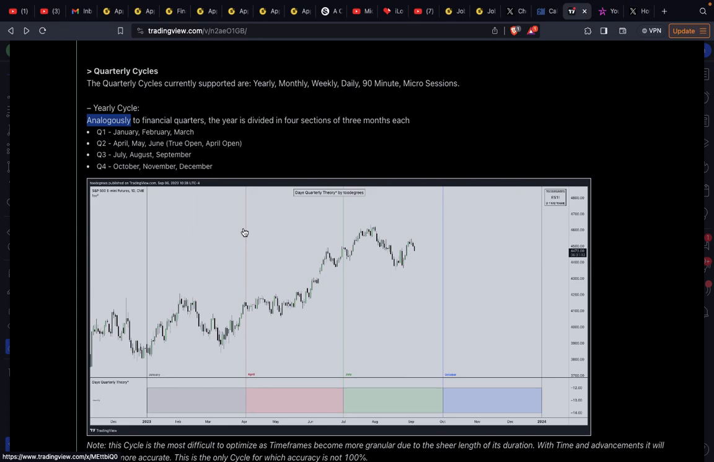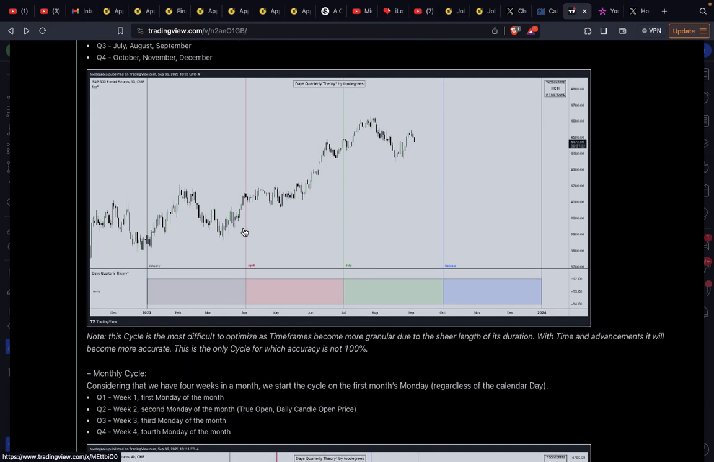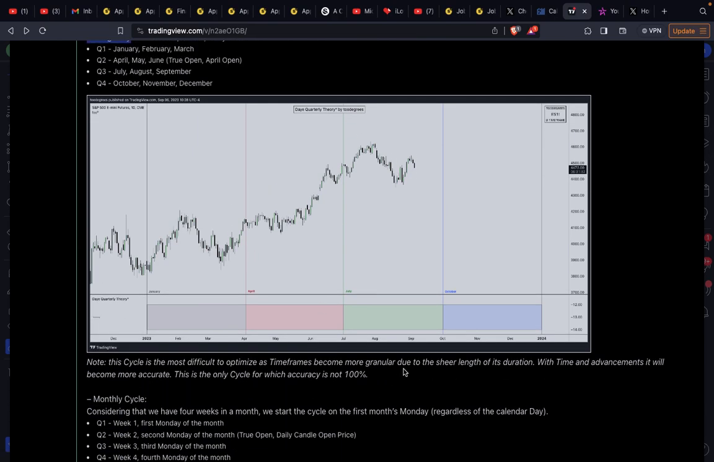And then Q3, July, August, September, distribution or kill zones. Quarter 3, that's where the real sauce happens. And then you also get Q4, distribution 2 or X. That's October to December. Note, this cycle is the most difficult to optimize as timeframes become more granular due to the sheer length of its duration. With time and advancements, it will become more accurate. This is the only cycle for which accuracy is not 100%.